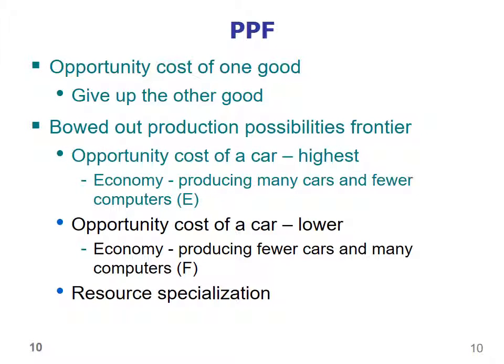At point E, we're producing a lot of cars and very few computers. The opportunity cost of getting more cars in terms of computers given up is very high at that point. On the other hand, at point F, we were getting a lot of computers and very few cars. If the country wants to produce 100 more cars, it'll give up only a few computers. Now, why may this be the case?